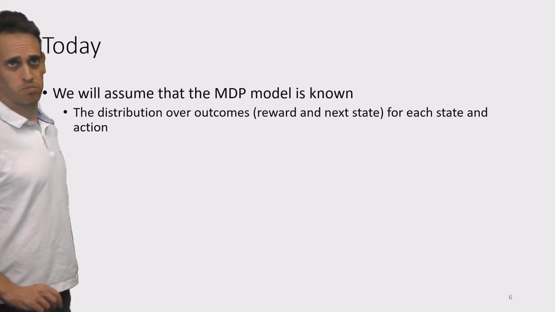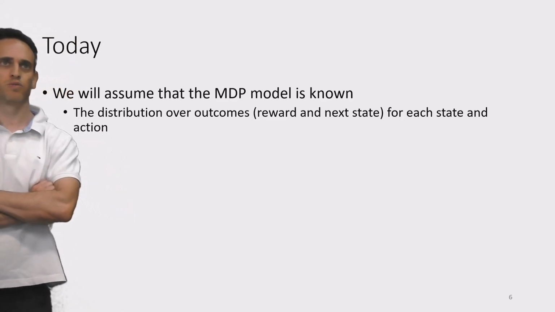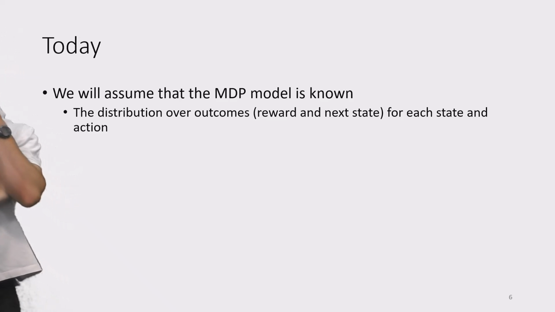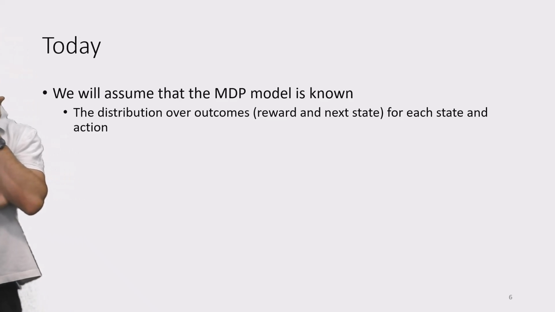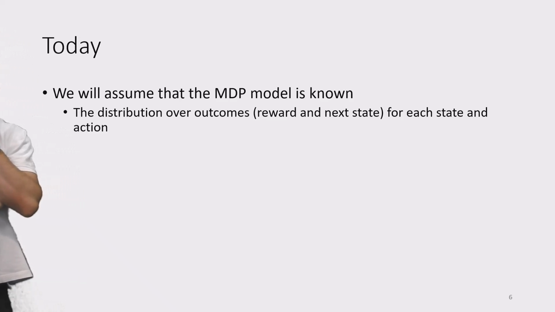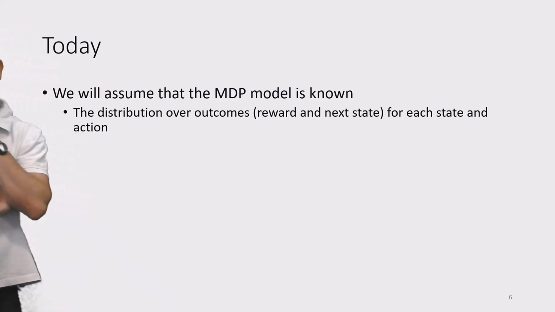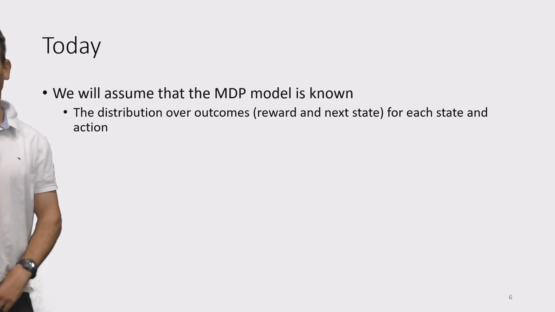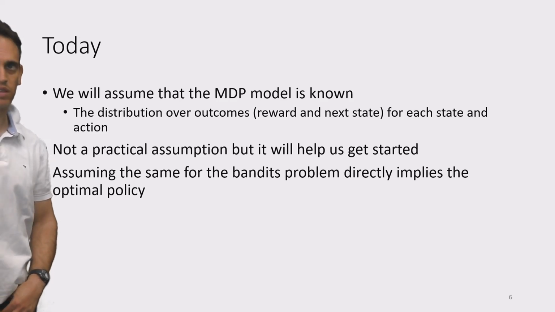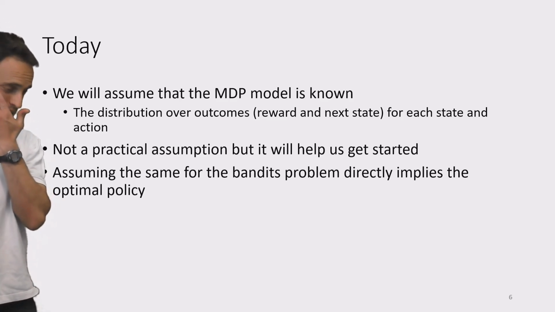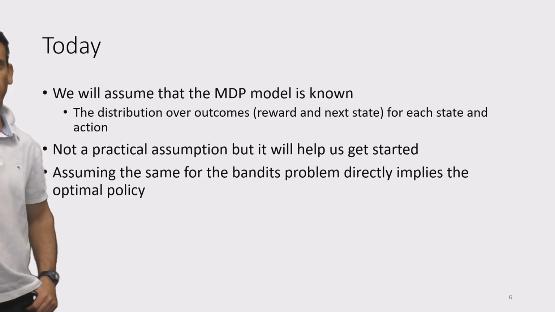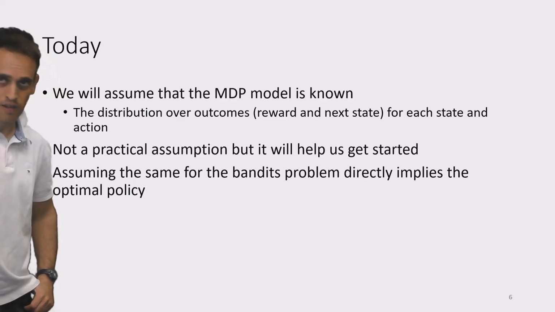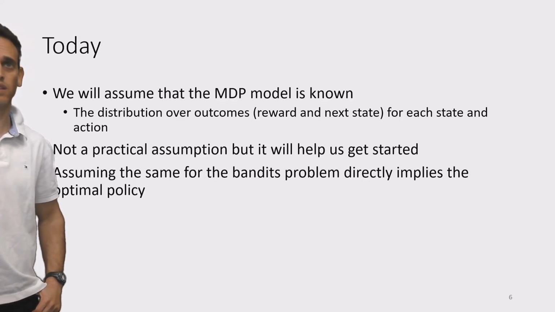Okay, for today, when we attempt to solve the MDP, that is, to find a policy that maximizes our expected utility, we'll assume that the MDP model is known. We know the transition, we know the distribution over the outcomes. That is, we know the expected reward, and we know the expected next state from being at any state and taking a specific action. And we know that for any state and action in our environment. This is not a practical assumption, but it will help us get started. So we'll see some techniques that we can apply to optimize pi, the policy, in this setting, and we will later see how we can generalize these techniques to apply also for the case that this assumption is dropped.